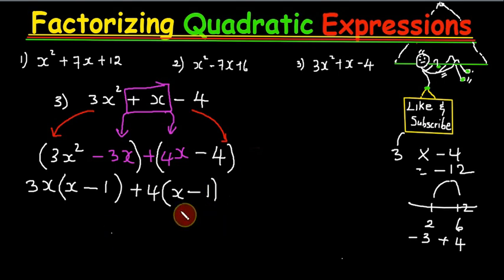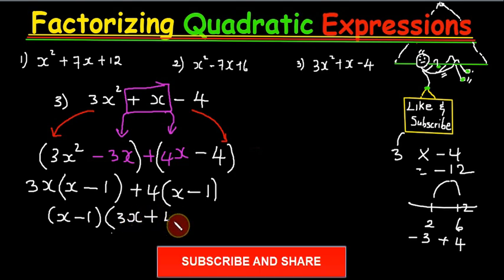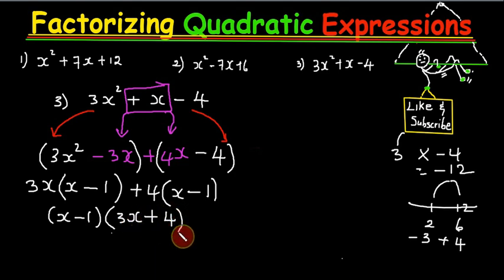Good. So what is our common factor here? x minus 1, and we have 3x plus 4. This is our answer. Very easy. Remember, head, belly, tail. Write your head first, write your tail, then we expand the belly. We have 4 terms, and we factorize.